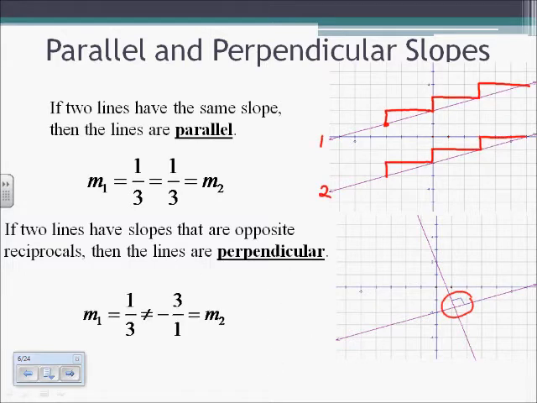But what does it mean to be an opposite reciprocal? An opposite reciprocal flips the fraction. So if our slope here was 1/3, it flips the fraction over, making it 3 over 1, and then it changes the sign. The reciprocal part flips the fraction, and the opposite part changes the sign. So I change the sign from a positive to a negative, and that works in both directions. If it was a negative, then it would flip into a positive. Positive turns into a negative. So that is the definitions for parallel and perpendicular lines.